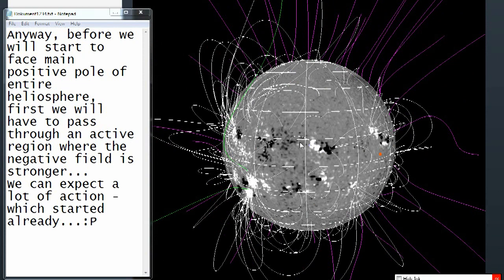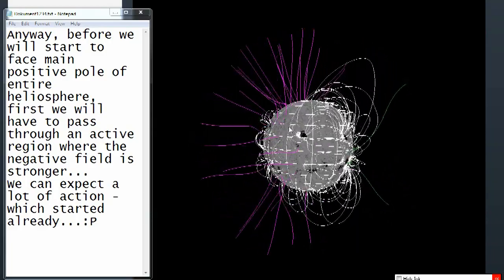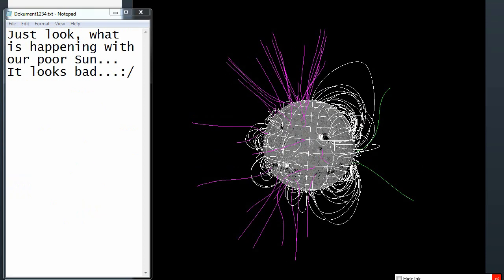Anyway, before we start to face the main positive pole of the entire heliosphere, first we will have to pass through an active region where the negative field is stronger. We can expect a lot of action, which has already started. Just look at what is happening with our poor star. It looks bad.